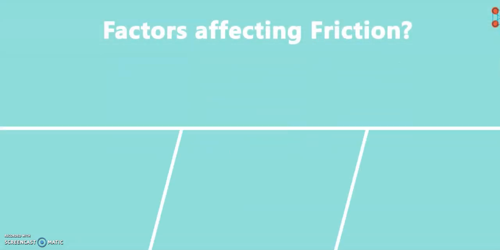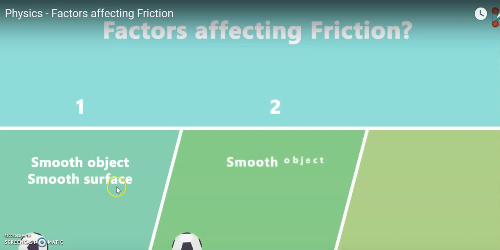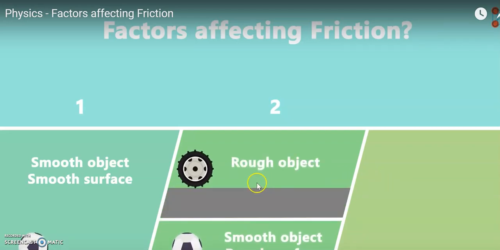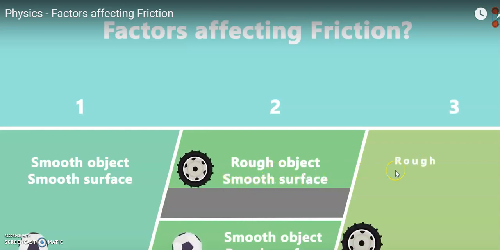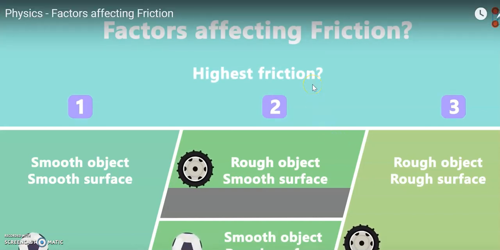Let me give you these three situations, and then you will tell me what it depends on. The first situation is when a smooth object is moving on a smooth surface. The second is a smooth object on a rough surface, or a rough object on a smooth surface. And the third situation is a rough object on a rough surface. In which situation do you think has the highest friction?